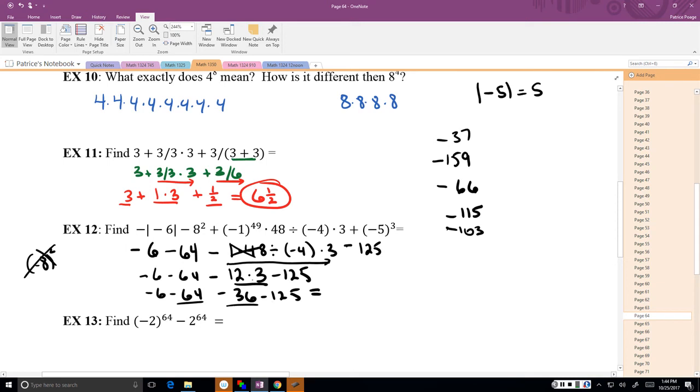Where did we get that from? Oh, yes, you're right. So forget that idea. All right, so this would be negative 70, negative 195 plus 36, negative 159.